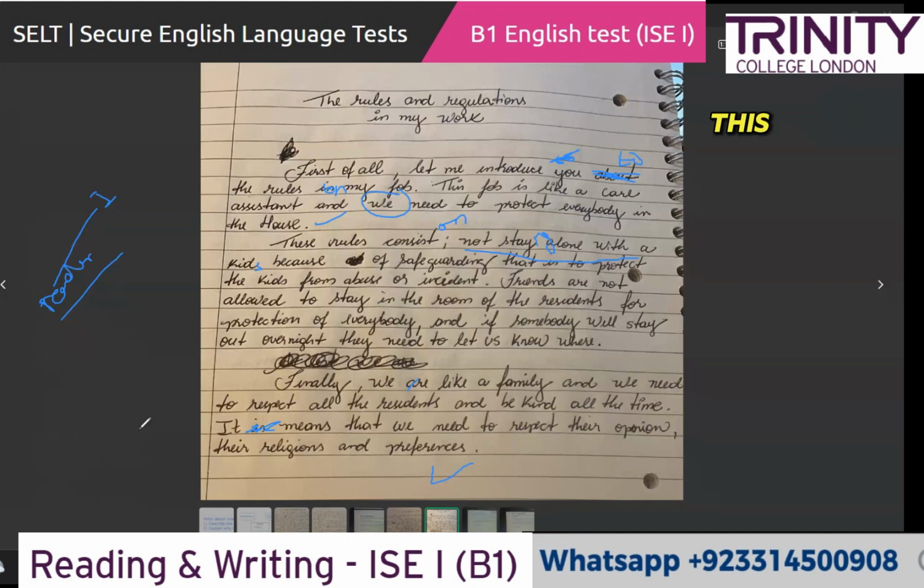So in this second part, I know you've written something in it, but you need to understand that you have to tell why these rules are needed. These rules are needed for mutual respect of the residents, for kindness, for discipline, for organization, and protection of everyone in the house.